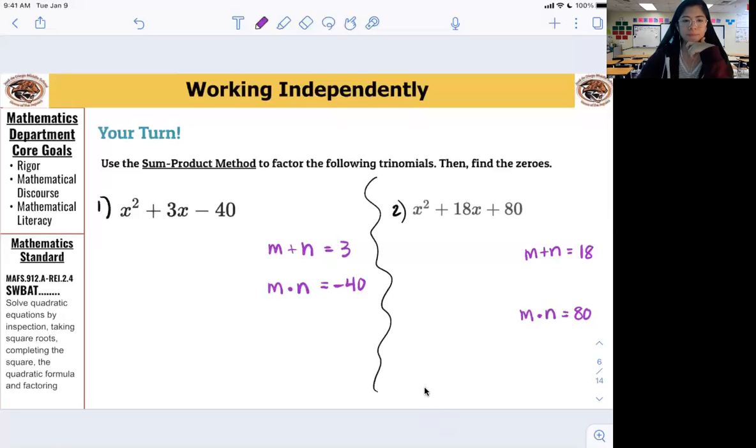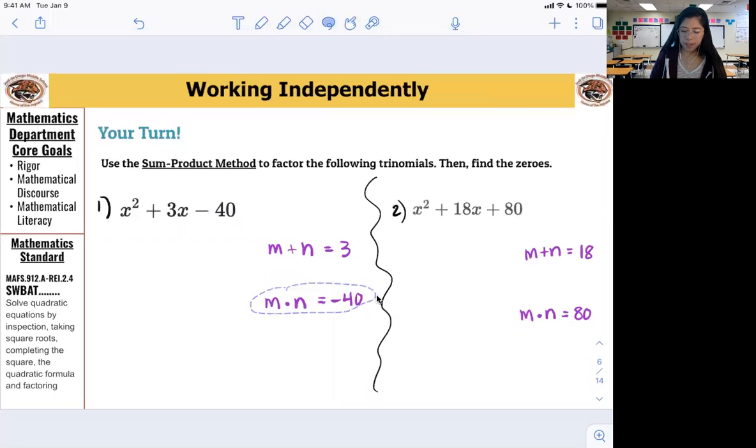All right. That is time. So let's go ahead and take a look at number one. In number one, what are the magic numbers? Which numbers add up to +3, but multiply to make -40?